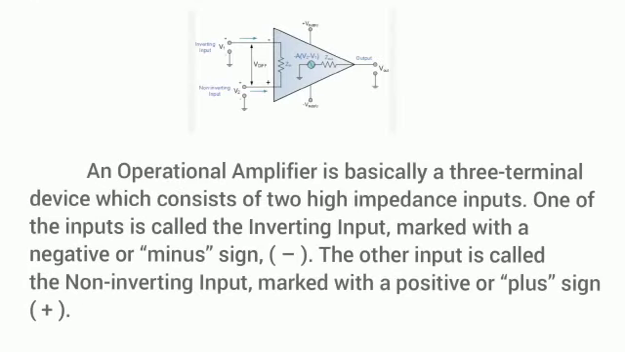An operational amplifier is basically a three-terminal device which consists of two high impedance inputs. One of the inputs is called the inverting input, marked with a negative or minus sign. The other input is called non-inverting input, marked with a positive or plus sign.